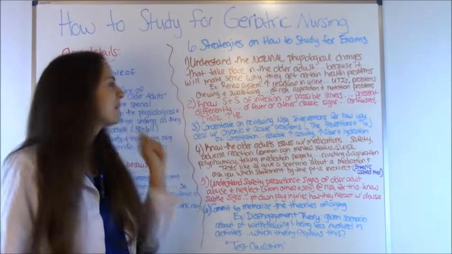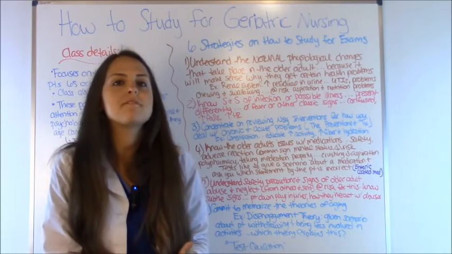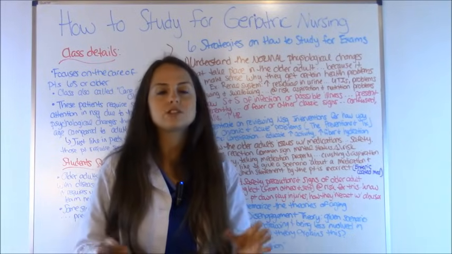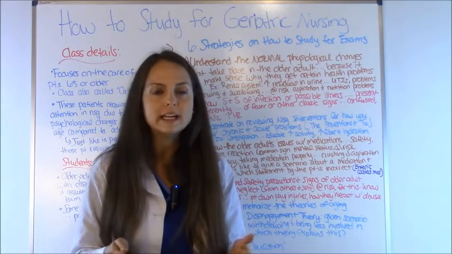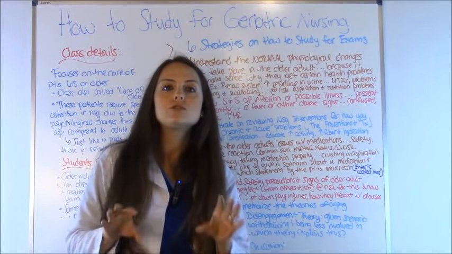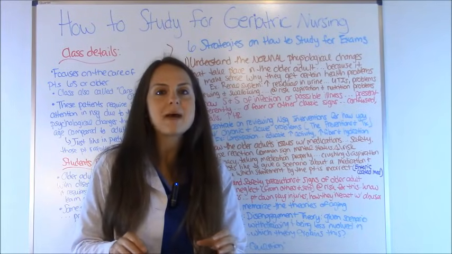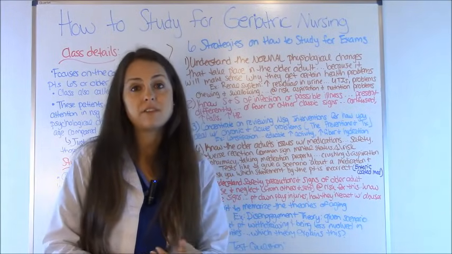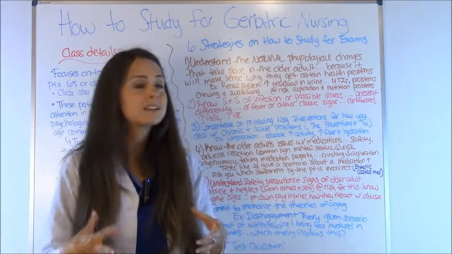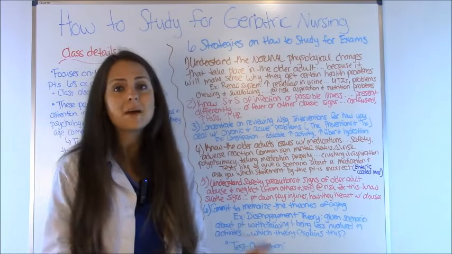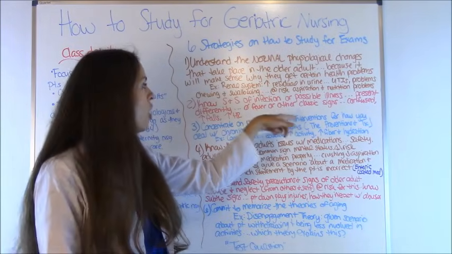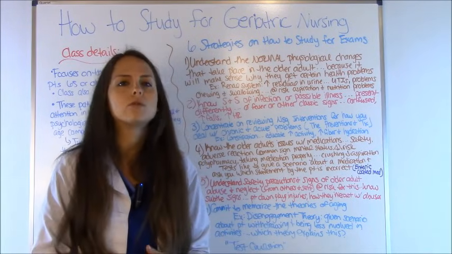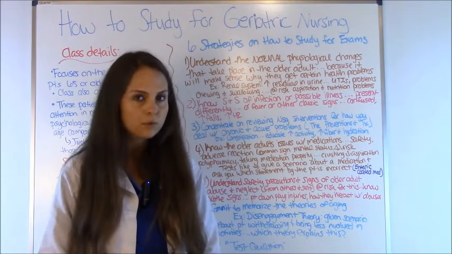Okay, number 2, know the signs and symptoms of infection or possible illnesses. The key with older adults that your professor will probably hit on early on is that older adults do not present the same as an adult with an infection. Chances are they're not going to have a fever. They're not going to have those classic signs and symptoms. They may all of a sudden come in and have a mental status change where they're confused, or they've been falling a lot more, or they have just an increased heart rate, increased breathing.